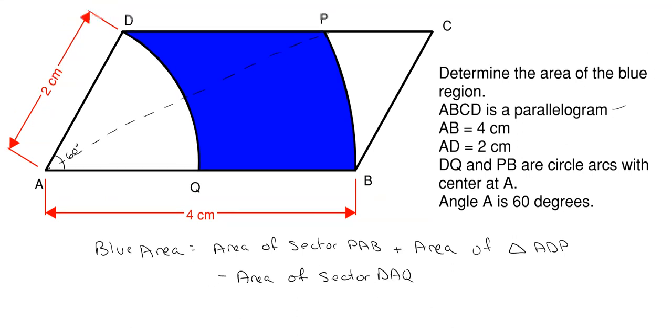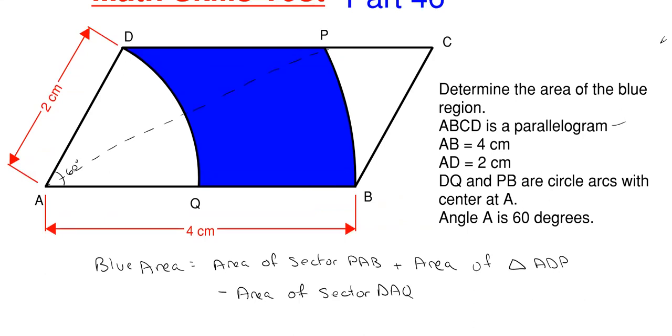So there are a few things that we need to find here in order to determine what exactly is going on with these areas and how to find them. We are going to need some distances and some angles and whatnot. So let me draw some additional lines here.